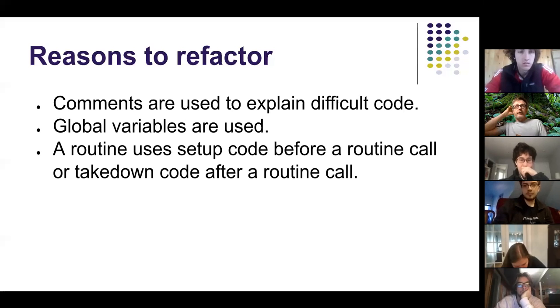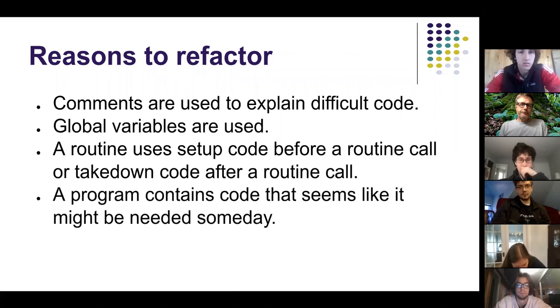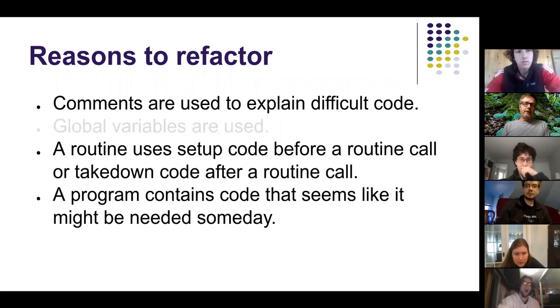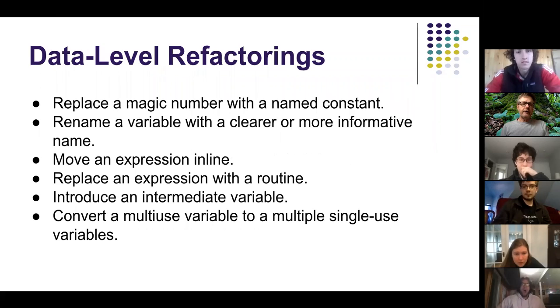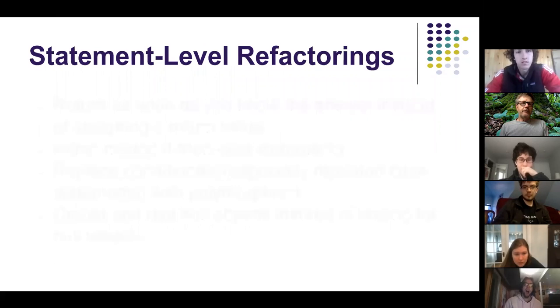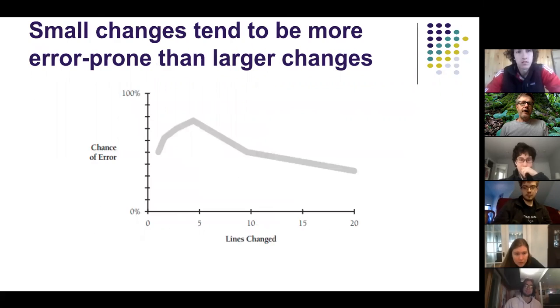The move in the world is to what we call zero configuration code. In other words, you just call something and it works. It's smart enough to work without you having to set things up before you call it. A program contains code that seems like it might be needed someday, right? Putting extra stuff in there for the future may not be a good idea because it just adds complexity. Let me jump through all this. There's all sorts of types of refactorings, and I'm going to jump through to here though.